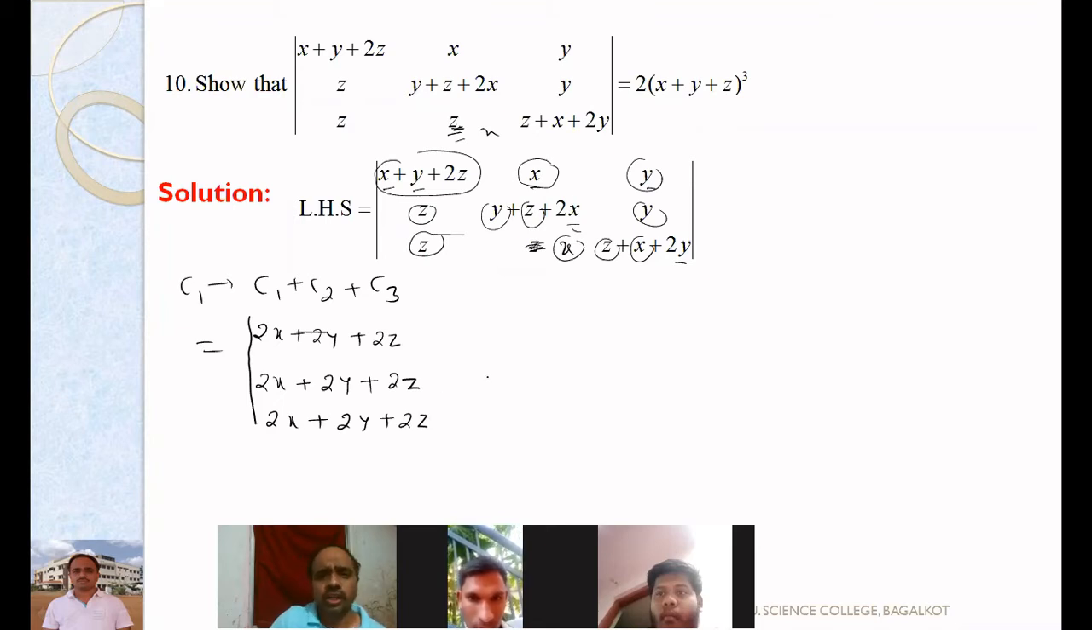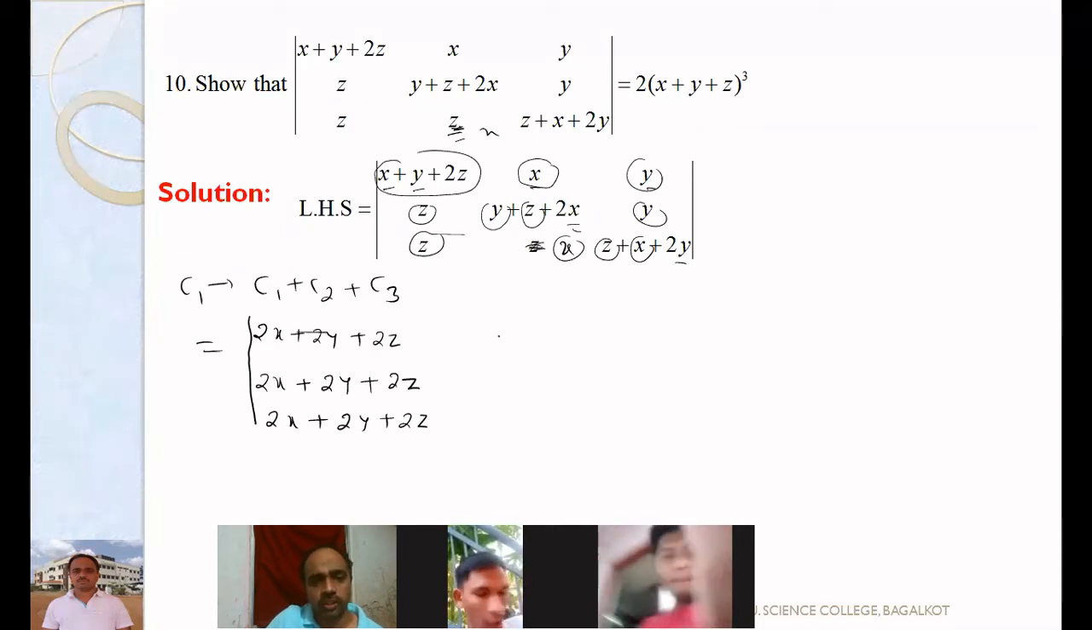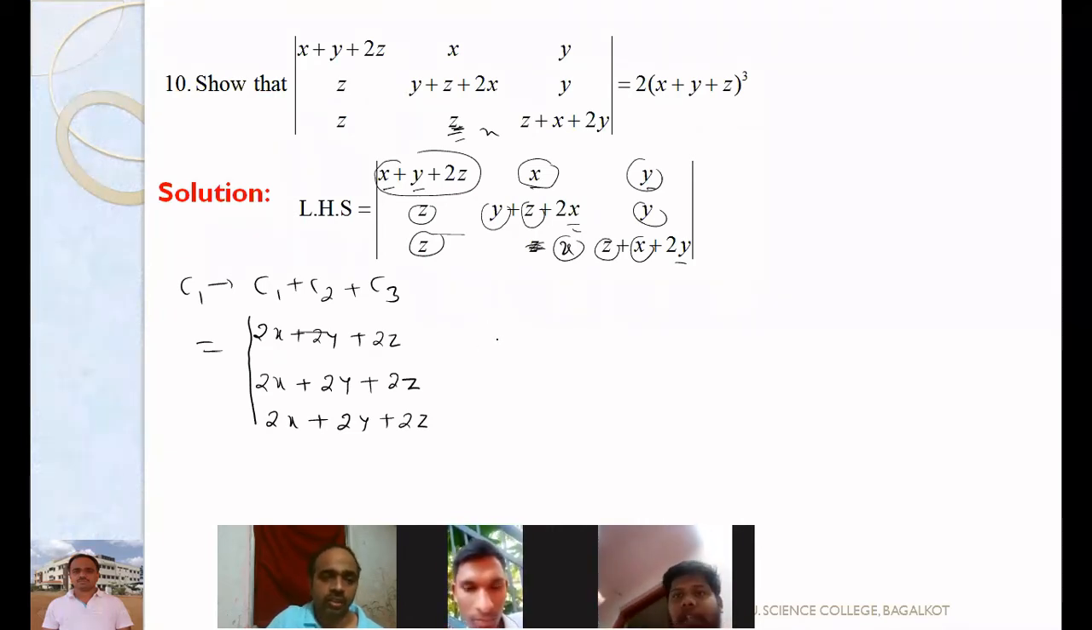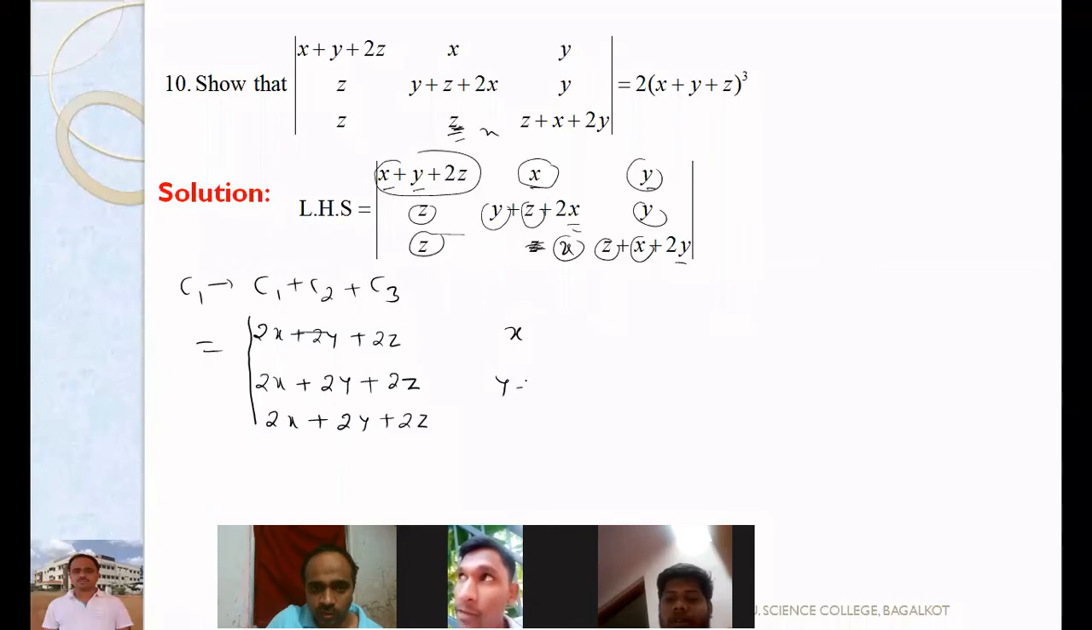Next, one more operation you could do, or keep the second and third column as they are. It's not useful doing one more operation. Only one operation is enough here. Add all the columns, C1 plus C2 plus C3. Second column as it is. Second column I'll write, observe: x, y plus z plus 2x, and here is x. Third column is y, y, z plus x plus 2y, z plus x plus 2y.